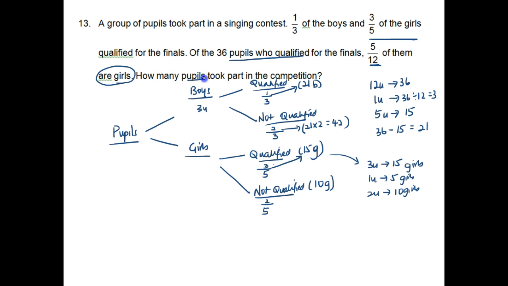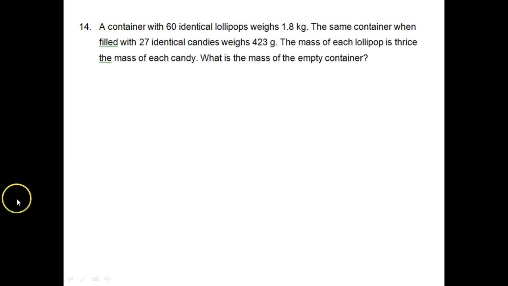I want to find how many pupils took part. I add up all my boys will be 21 plus 42, which is 63. My girls will be 15 plus 10, 25. So my total number of pupils will be 63 plus 25, which is 88. Question 14.